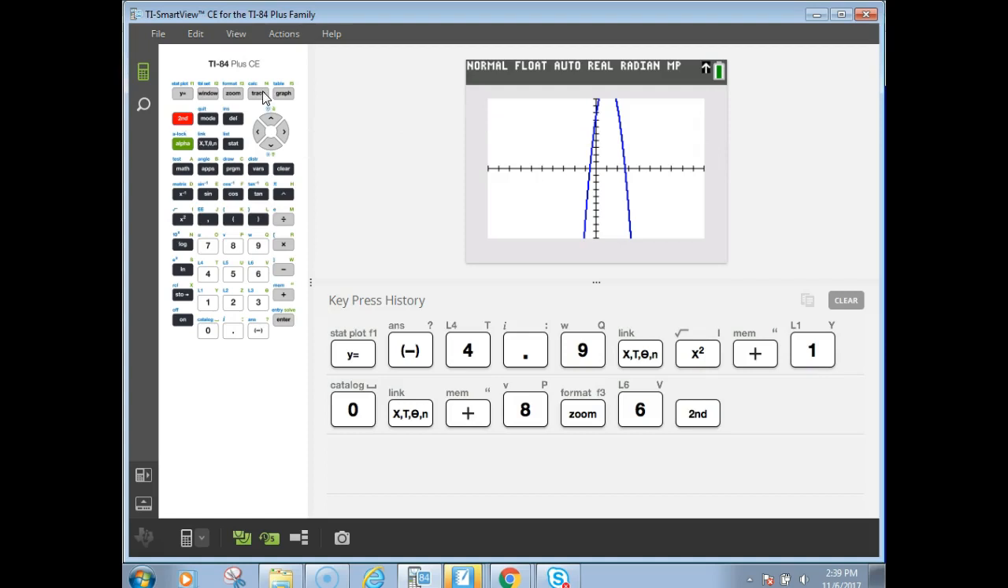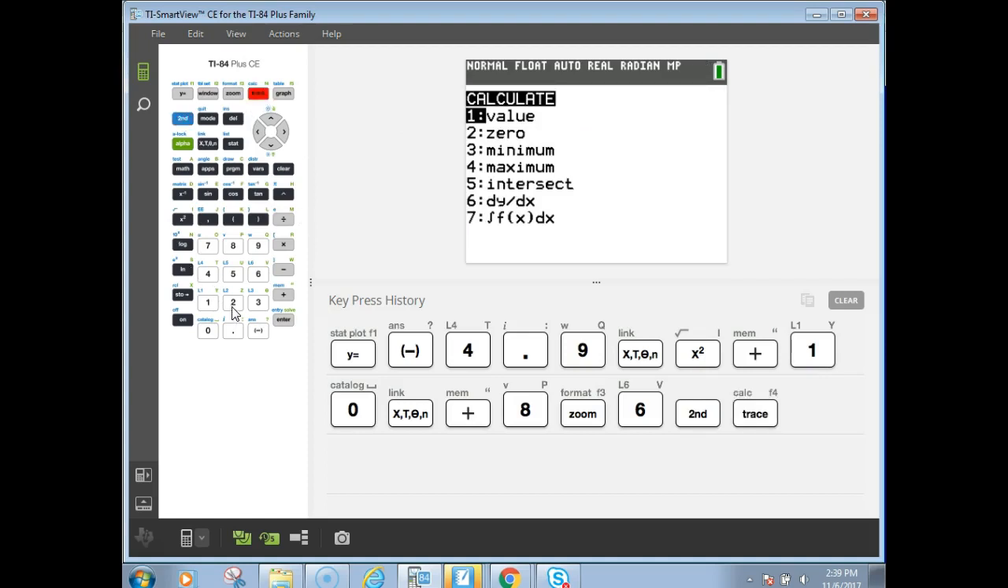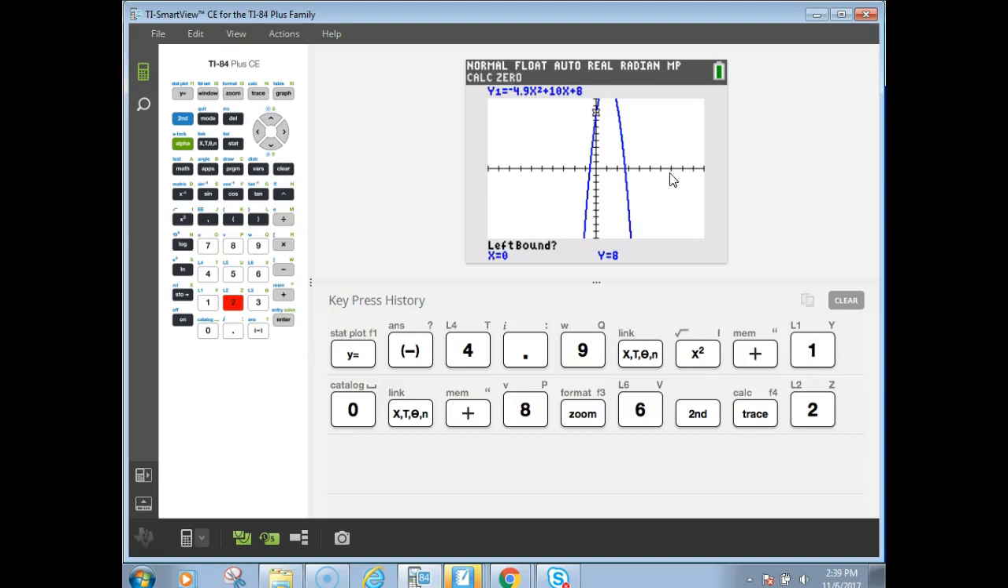We hit second, trace, in case anybody's still interested. Choice 2 is the zero. It's between, and I'm doing a left bound, a 1, and a right bound, a 5. Hit enter again, and that'll pop you onto it. There we go. 2.66 seconds.